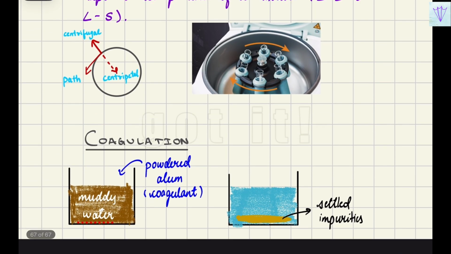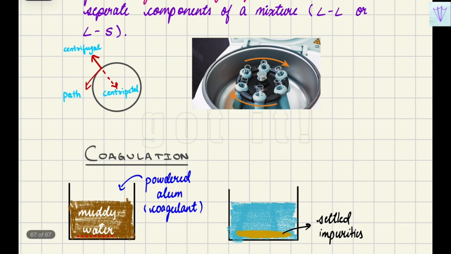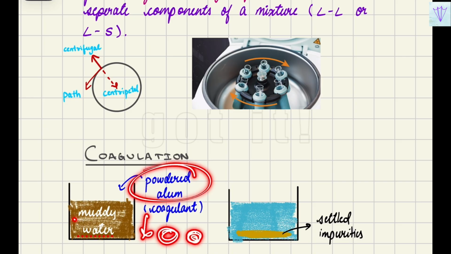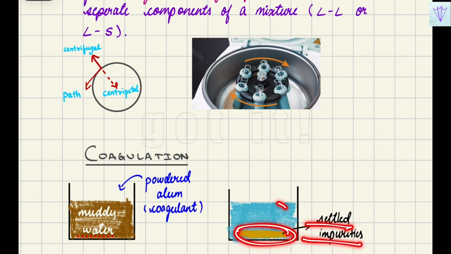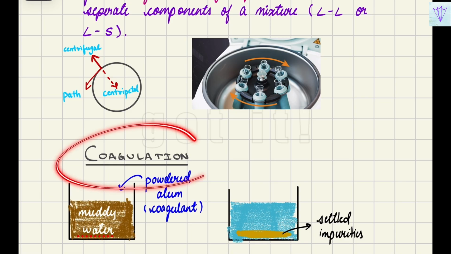And then you have the coagulation process. In this you can add powdered alum to muddy water, and the powdered alum will settle down along with the lumps of the mud in the water, and these settled impurities will be present down, and you can actually decant this part and you can get the proper water out of it. So in this way you can separate the mixture. So these are the ways by which you can separate the heterogeneous mixtures.